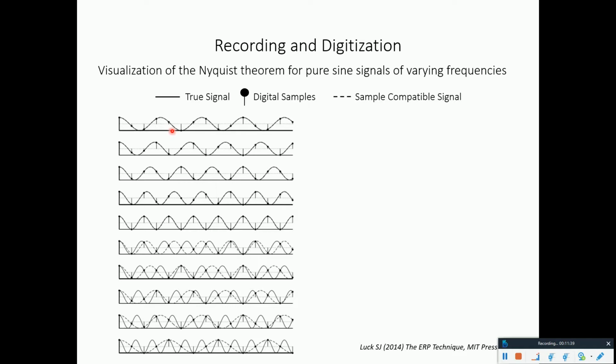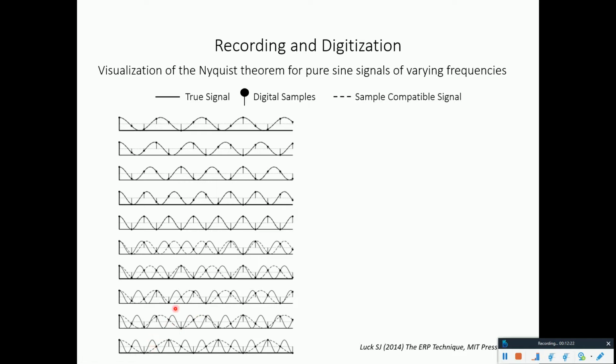Now we think about how we sample that, and here you can see that for all of the different signals, we take a sample here, there, and so on. And you can see the spacing of the samples, so the digital sampling frequency, is the same for all of these signals. Now, if you see that here and you think about what is compatible with that in terms of a sine frequency, then the only sine wave that you can actually fit to these digital samples is the one that was actually the true signal.